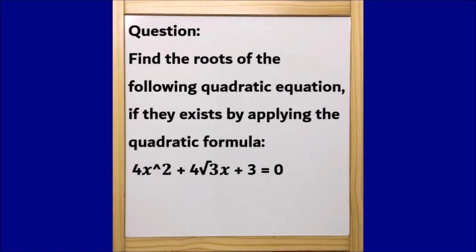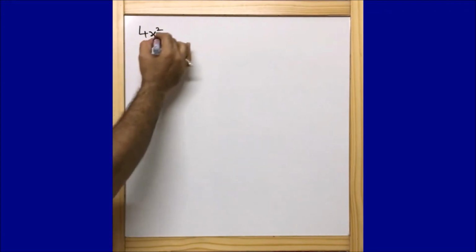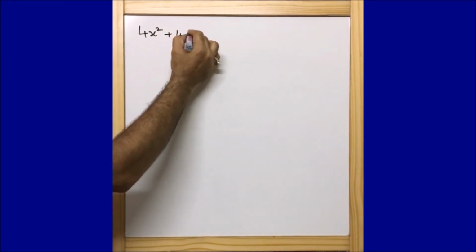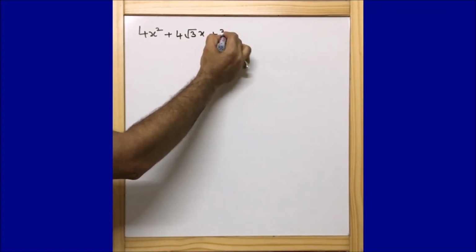Here the given question is: find the root of the quadratic equation by applying the quadratic formula. So we are going to solve this quadratic equation, applying the quadratic formula, and the given equation is 4x square plus 4 root 3x plus 3 is equal to 0. So let me write down this question on the board: 4x to the power 2 plus 4 root 3x plus 3 is equal to 0.